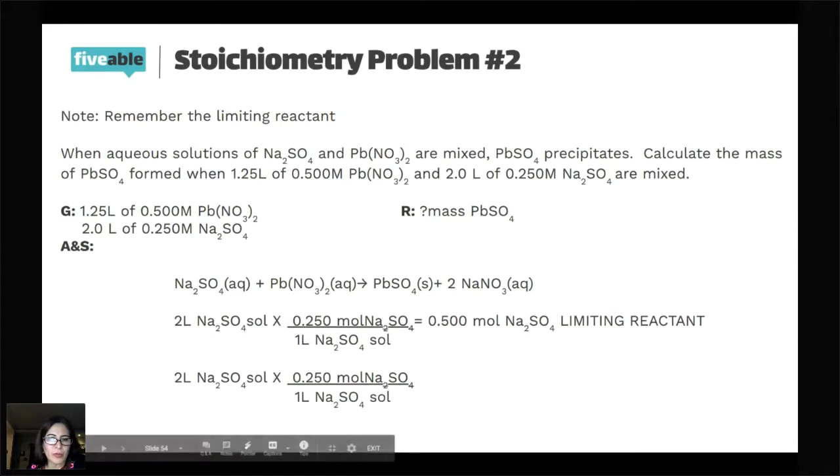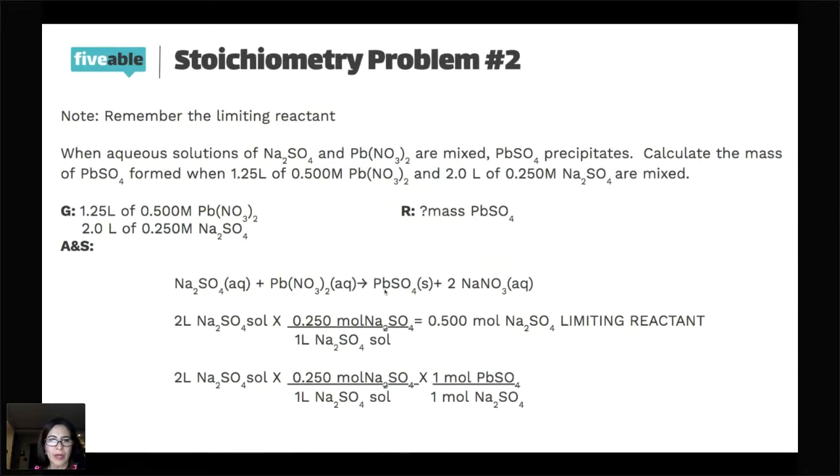Once we have this, we're going to move on. We're going to now use the mole ratio of sodium sulfate to the one that they're asking for, which would require 1 mole of lead sulfate. And then we're going to use the molar mass to get to the answer. And checking significant figures, that's our final answer.